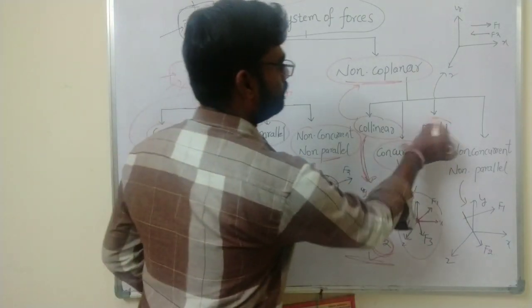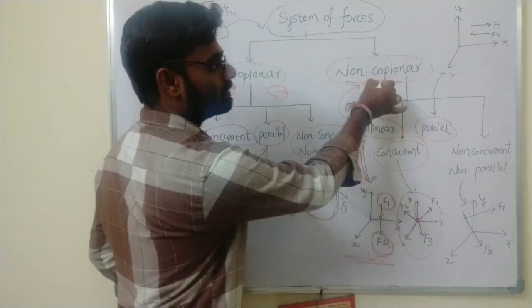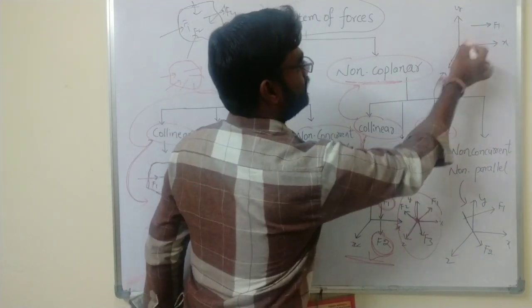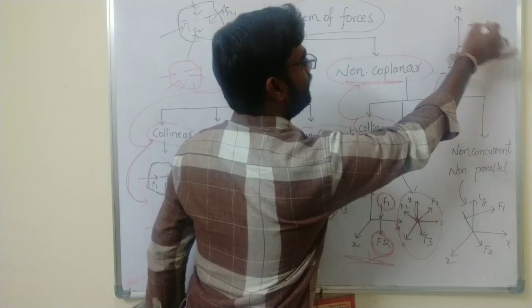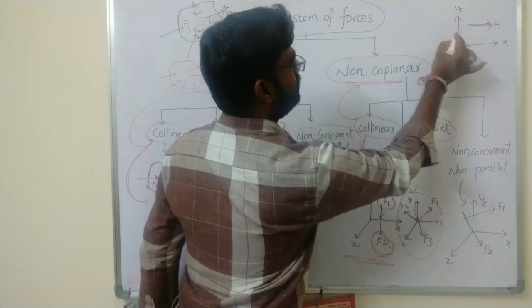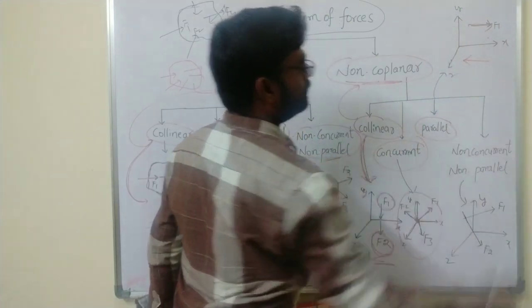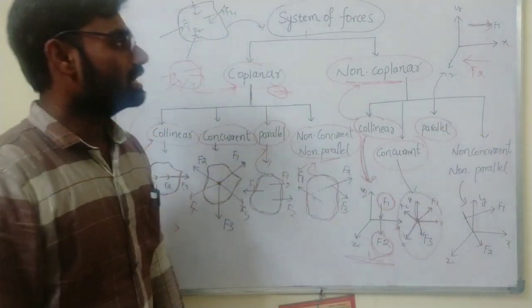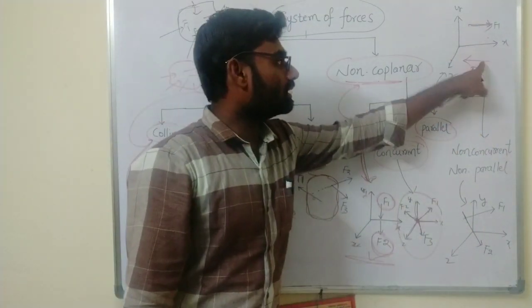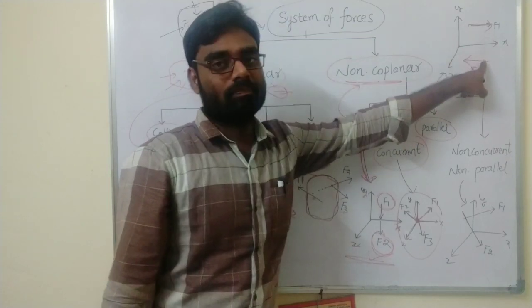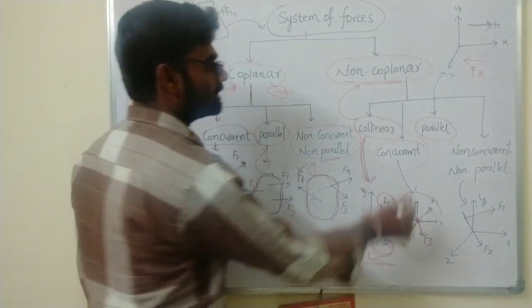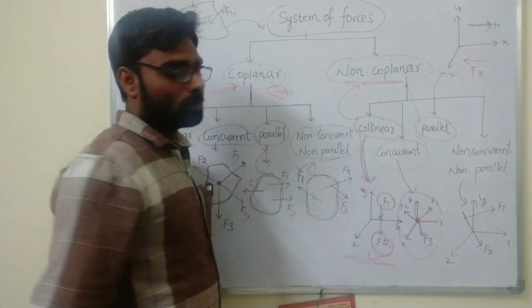Next, parallel. So parallel non-coplanar forces. See here, now I am taking X, Y, Z. So F1 force acting between X, Y. Next, now I am taking this one as the force. So this force F2 acting between X and Z. See here, the line of action of all the forces are parallel to each other but acting in different planes. So that is known as parallel non-coplanar forces.